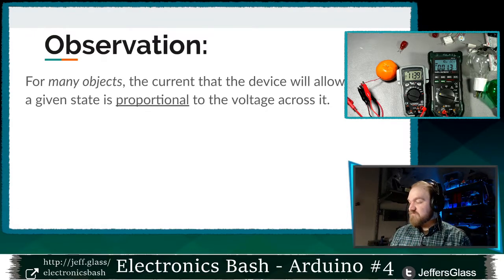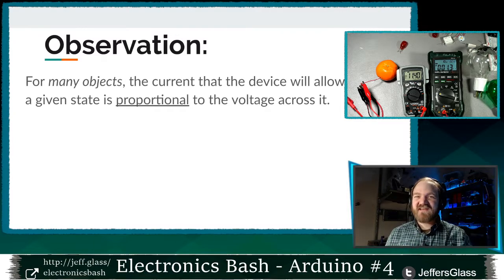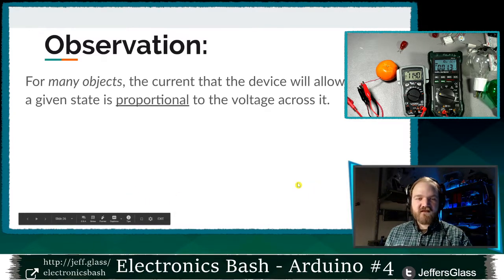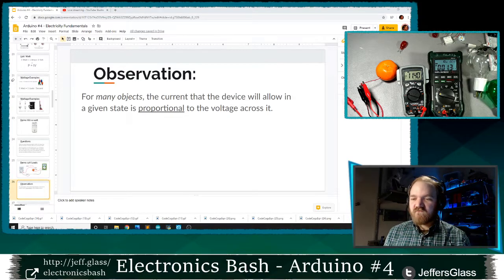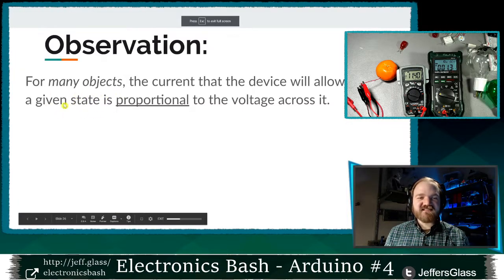it is true that for many objects, and this demo honestly would have worked with the carrot as well, the current that the device will allow to flow in a given state is proportional to the voltage across it. You double the voltage, you double the current. You halve the voltage, you halve the current. Voltage goes up by a factor of 1,000, current goes up by a factor of 1,000. The key term in this sentence is that the ratio between the current and the voltage is proportional for objects in a given state.